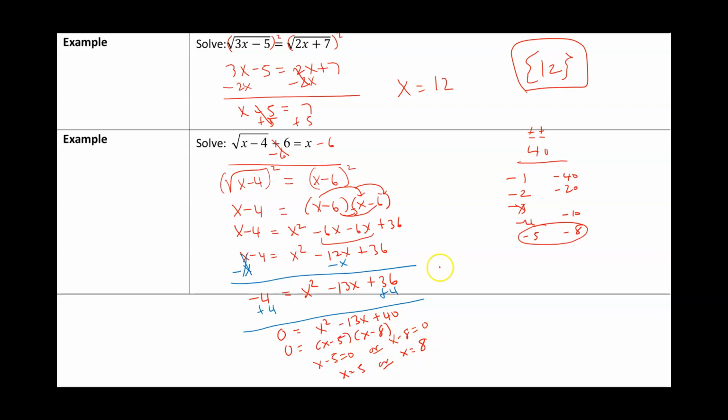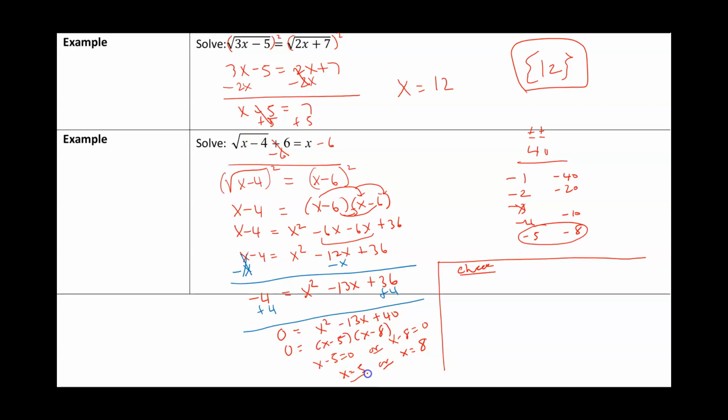Now, more often than not, on radical equations, we will only have one solution. So we need to check these to see which solution is valid and which one is not. And to check, we always go back to the original equation.